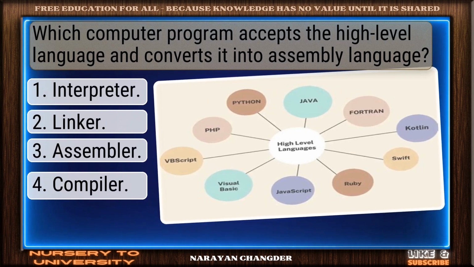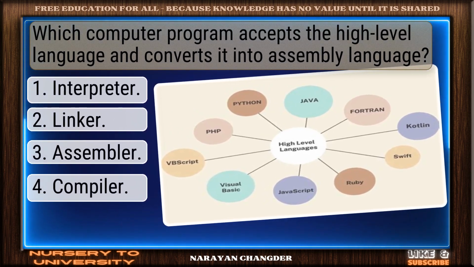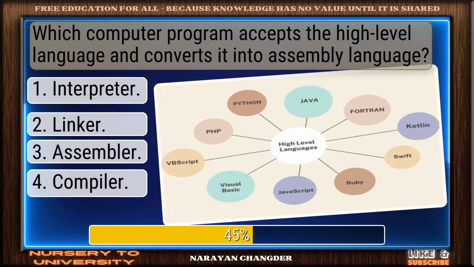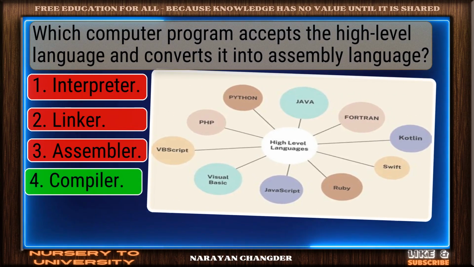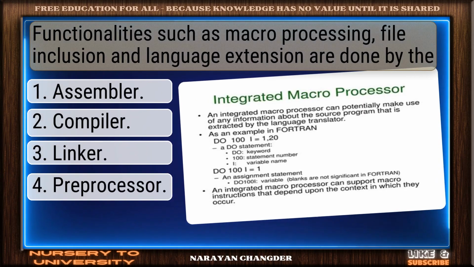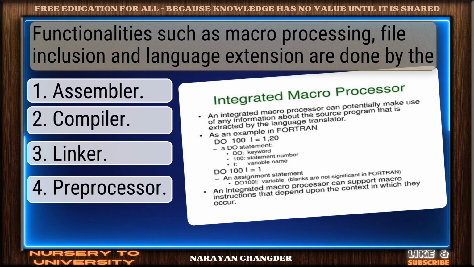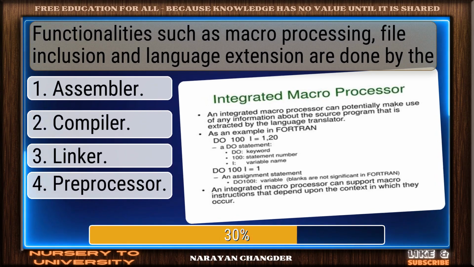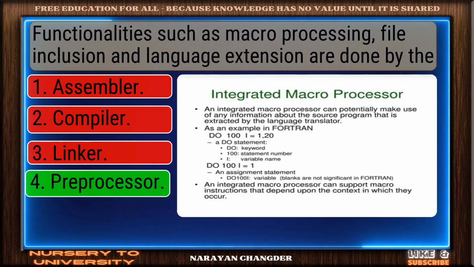Which computer program accepts the high-level language and converts it into assembly language? Well picked. Compiler is correct. Functionalities such as macro processing, file inclusion, and language extension are done by the dash. Smart pick. Preprocessor is correct.